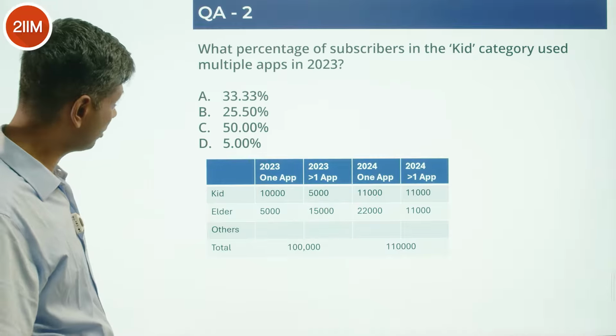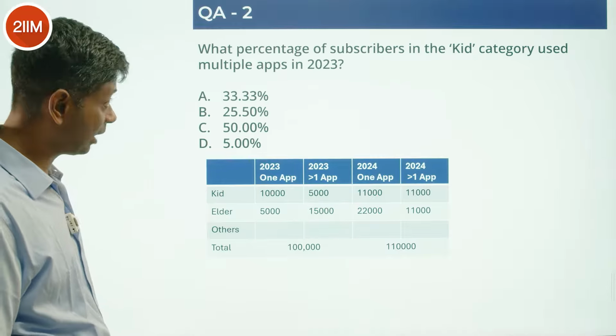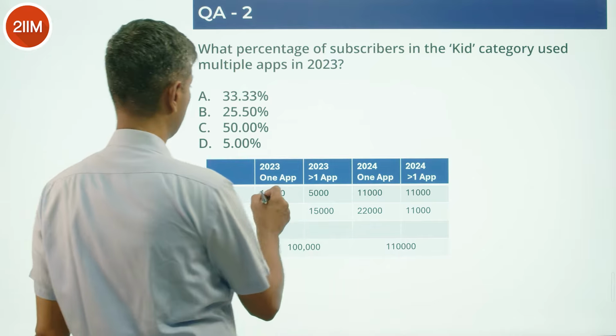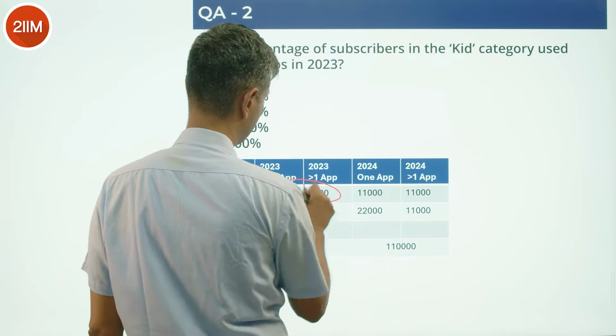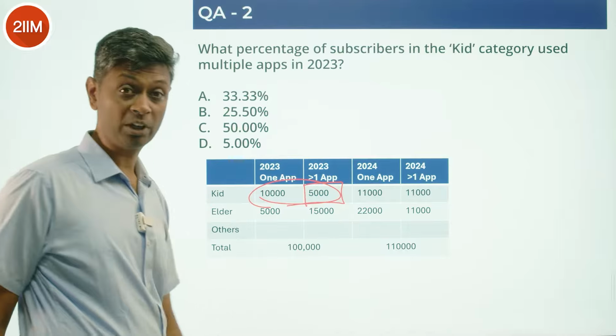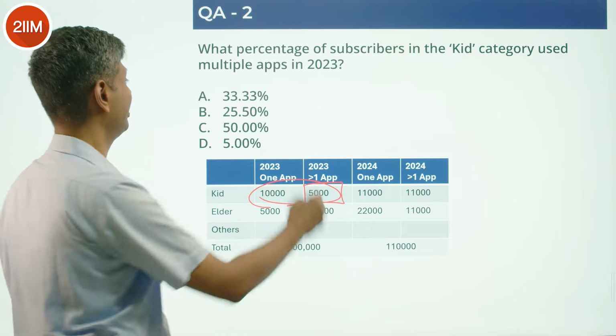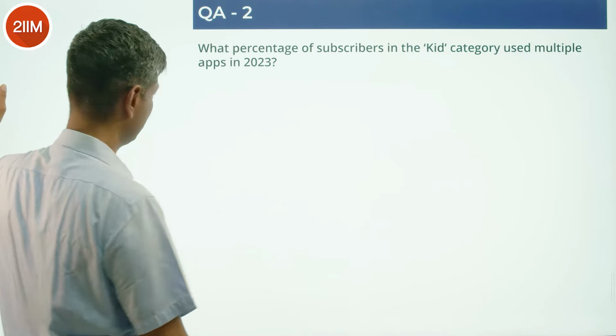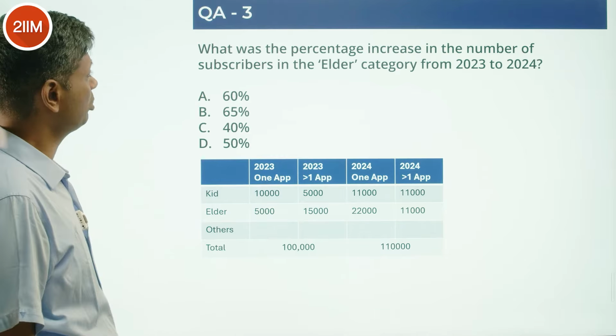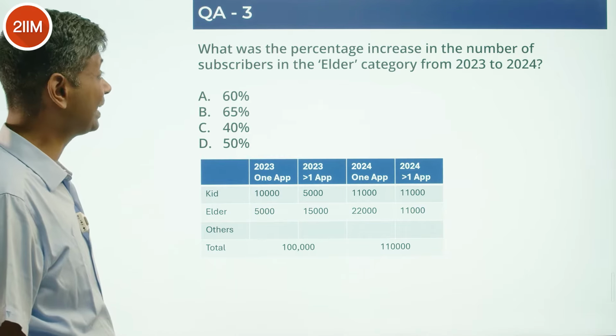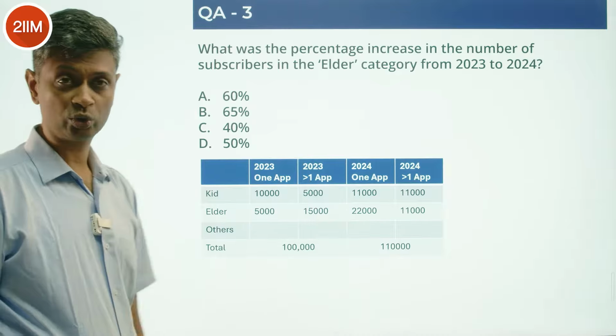What percentage of subscribers in the kid category used multiple apps in 2023? 2023, 5,000 used multiple apps. Out of 15,000, 1/3, 33.33%. Done. What is the percentage increase in the number of subscribers in the elder category from 2023 to 2024?